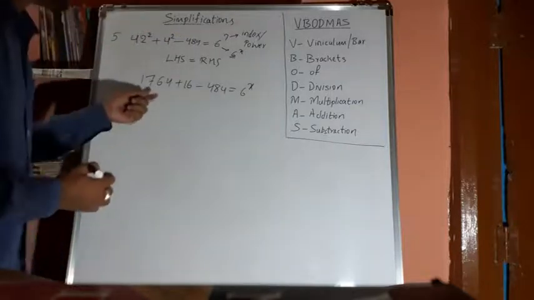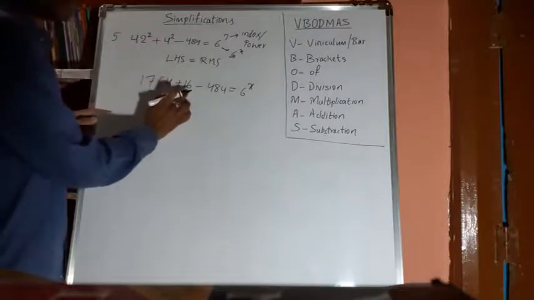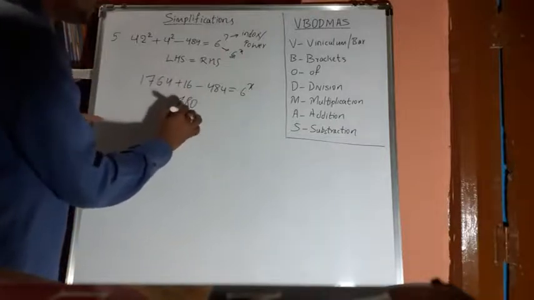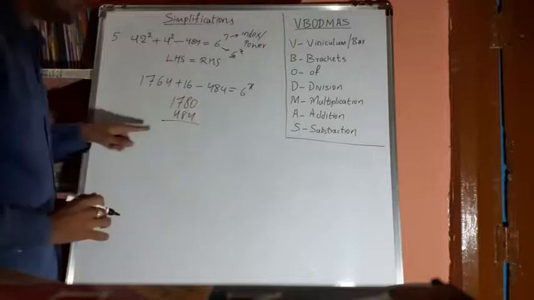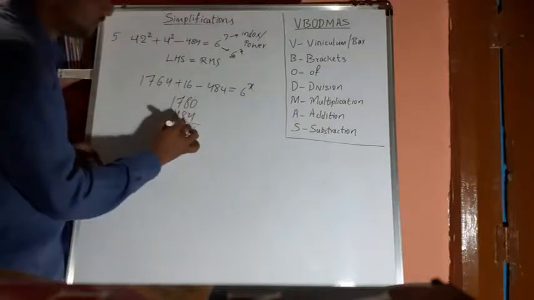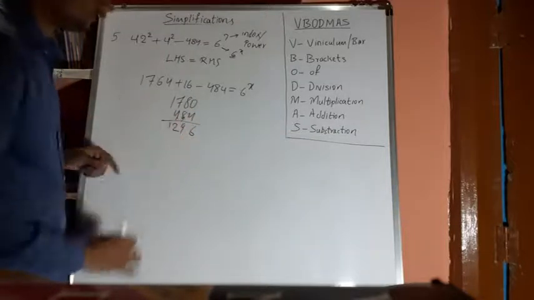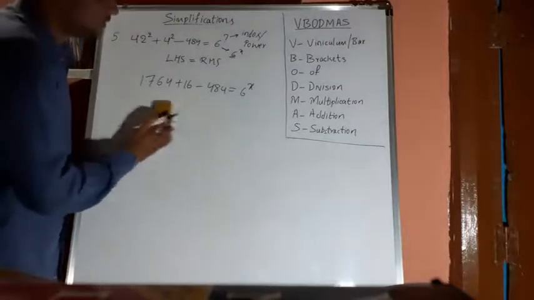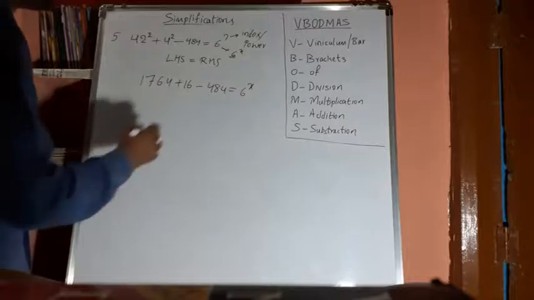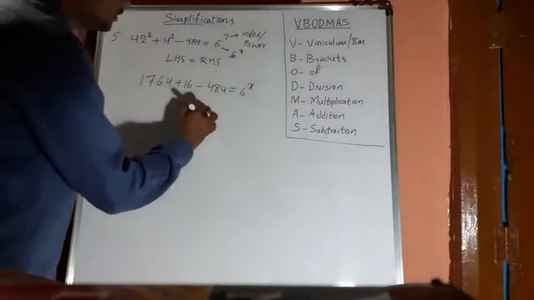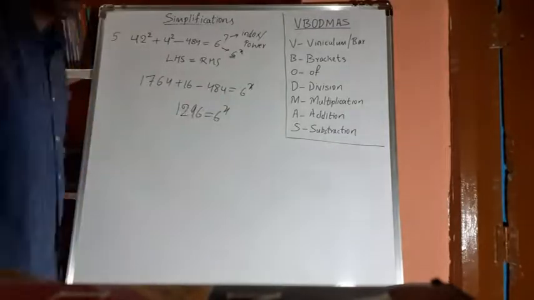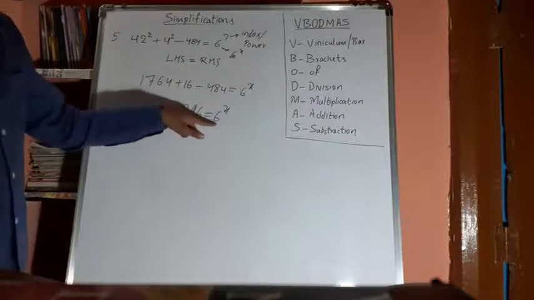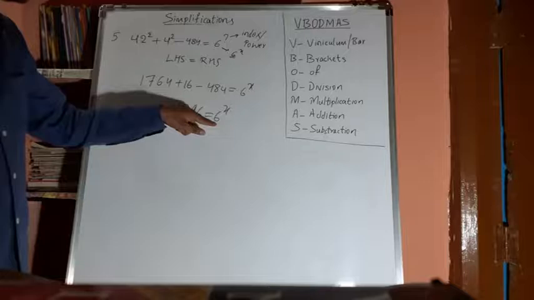So for your understanding, I am writing here. 64 plus 16 is how much? 80. So 1780 minus 484. How much is it? 6, 9, 2, 1. So 1296. So if we simplify the LHS, we will get 1296. Right? Now, can you bring this 1296 with respect to base 6?